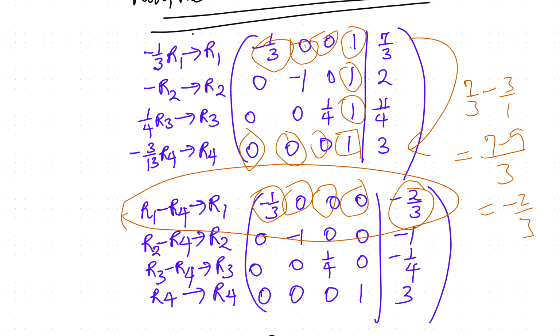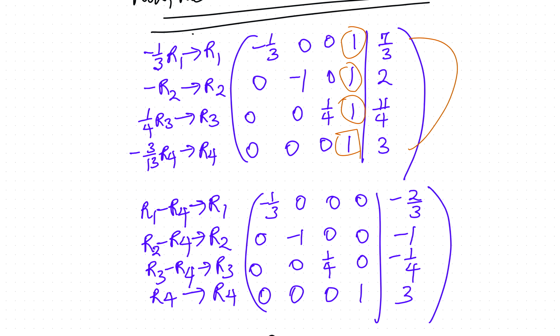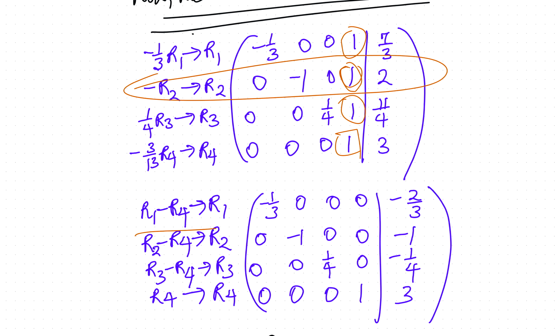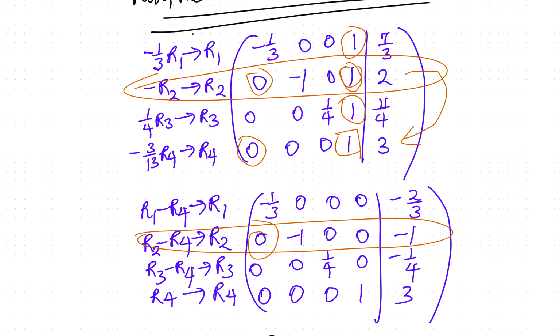Okay, so the next thing is to get 0 here, and that's why the new row 2 is the old row 2 minus row 4. So 0 minus 0, 0, minus 1 minus 0, minus 1, 0 minus 0, 0, 1 minus 1, which we really need as 0. Then 2 minus 3, that's minus 1. Okay, so we have the new row 2 sorted.